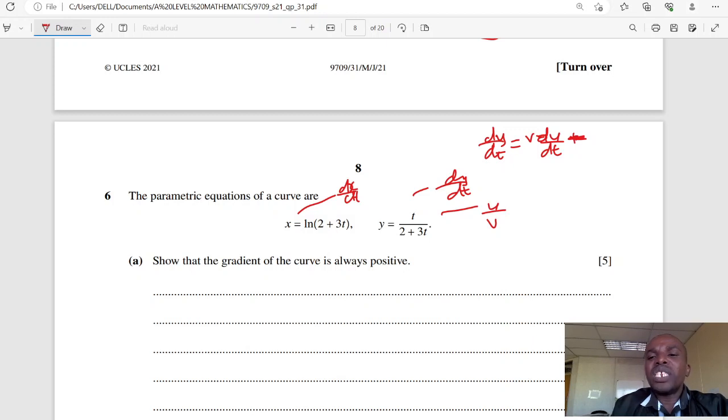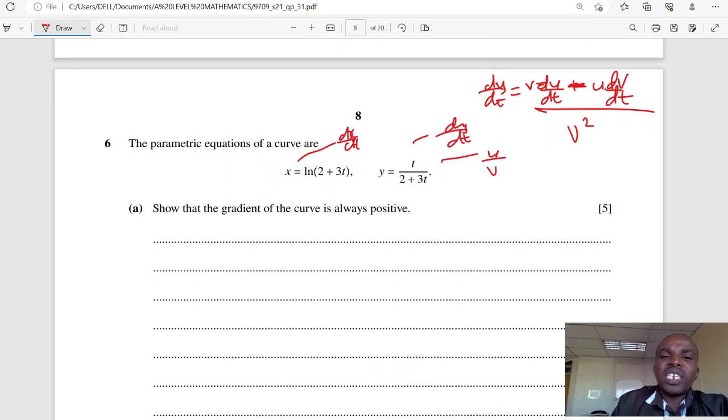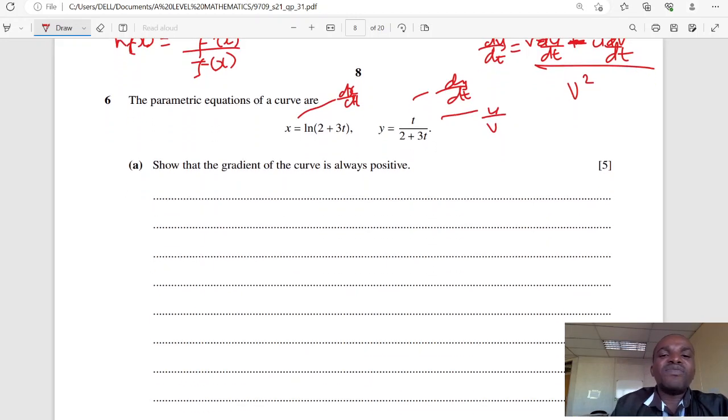Is there any formula booklet? Minus u, then dv over dt in this case, over v squared. So this is how you differentiate this part. Then for the first part, it's just straightforward. It's differentiation of ln f of x, you just say derivative over f of x. That's how you differentiate ln x or ln f of x, right? So it's derivative over f of x.